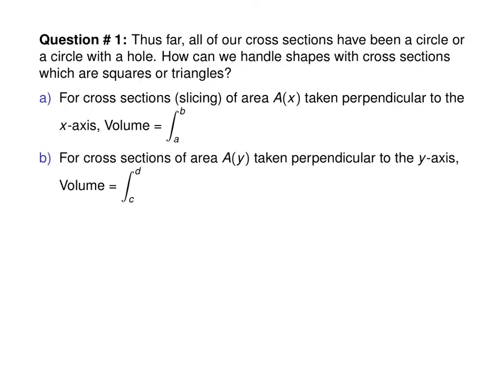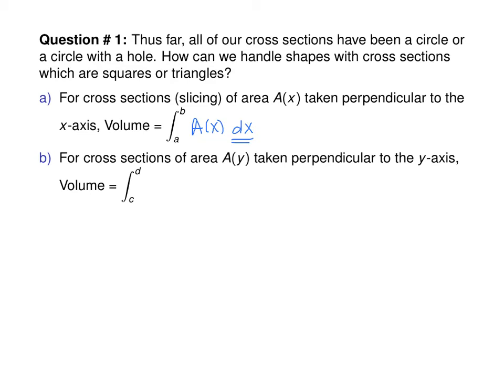Thus far, all of our cross sections have been a circle or a circle with a hole, which is two circles. How can we handle shapes with cross sections which are squares or triangles or rectangles? So what we are going to do is very similar to what we did in the past. Now the volume is the integral from a to b. You add up all the areas of the slices, multiplied by their thickness. It just happens that in all the previous problems, my areas were all of the form pi r squared because my areas were all circles.